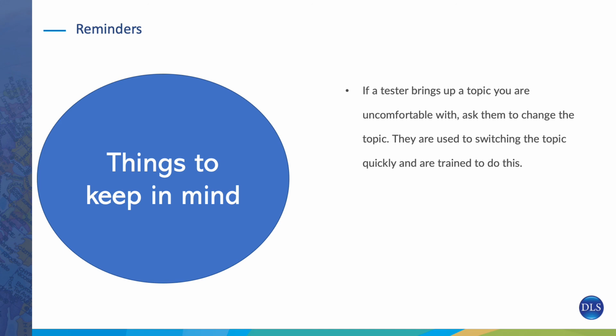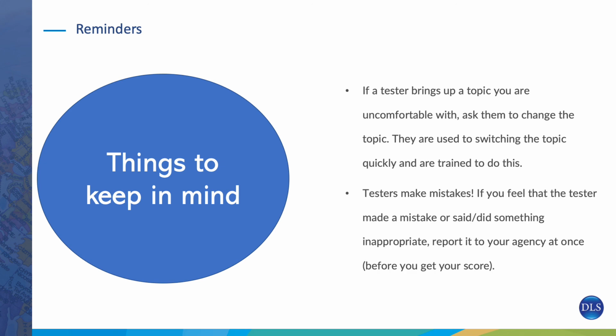Is it okay if we change to a different topic? Make sure you can say that in the target language. And then also be aware that there are occasions where testers make mistakes. So if you feel that something inappropriate happened during your test, or that the tester made a mistake or did something that you think was not appropriate or was not accurate, then report it to your agency ASAP, as soon as possible, and definitely before you get your score.